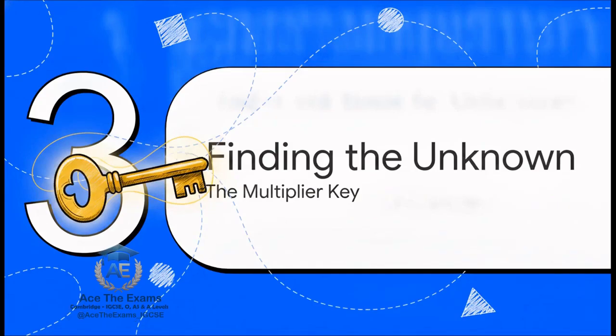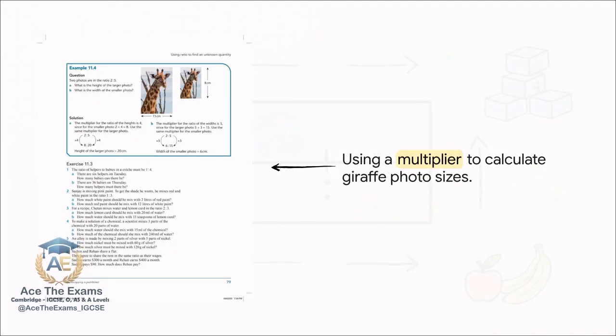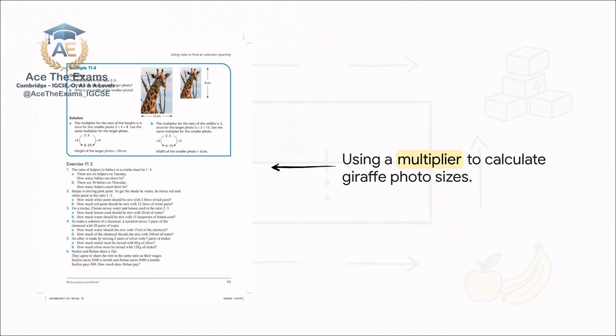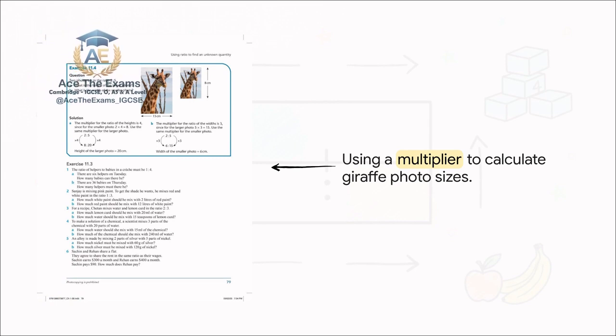Section 3. Finding the unknown quantity, the multiplier key. Next up, we are going to unearth our golden key for unlocking almost every single problem in this entire topic. If you only take away one concept from our explainer today, let it be this. This is where we see the real transformation in how you answer questions. Look closely at these two giraffe photos. The problem tells us these photos are mathematically similar, existing in a ratio of 2 to 5. We are given the smaller photo's height of 8 centimeters, but we do not know the larger photo's height.